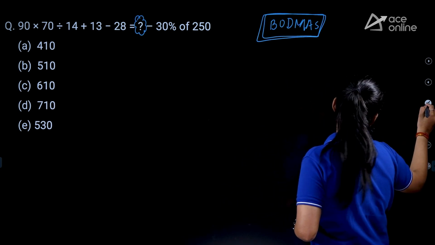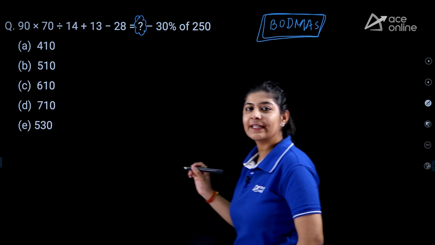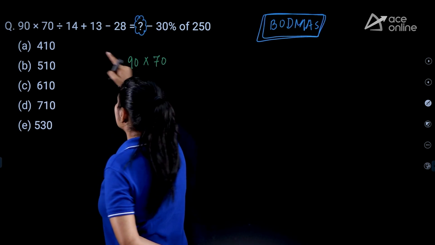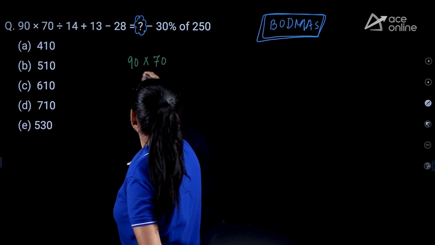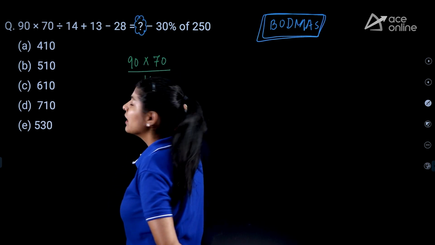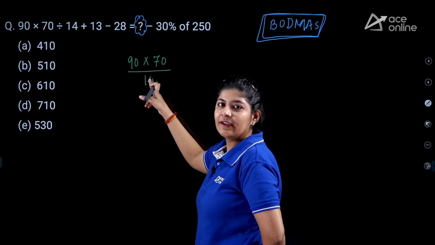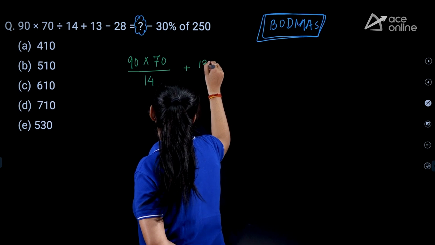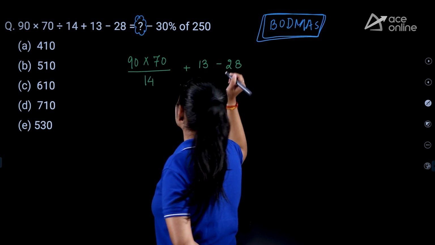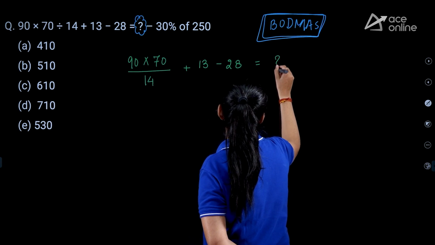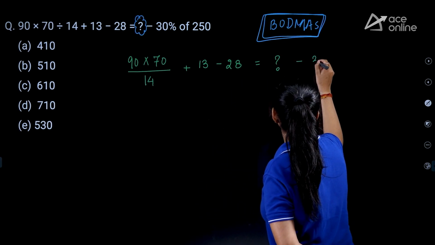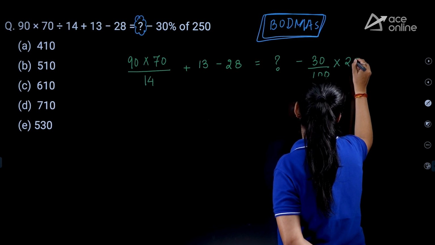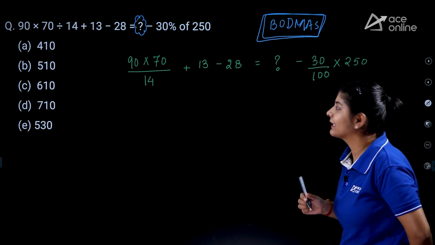Okay, let's start solving it. So here I am having 90 multiplied by 70. Now here I can say that here I am having division. So I can write it like this now. It's completely fine if I write it like 14, write it like this only, right? Okay. Now here plus 13 minus 28, right? Now this is equals to this question mark minus 30% of 250, right? I can easily write it like this, okay?